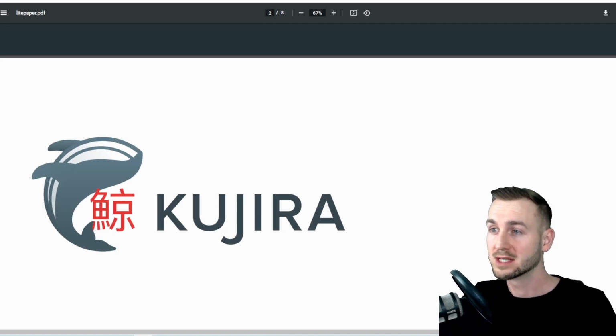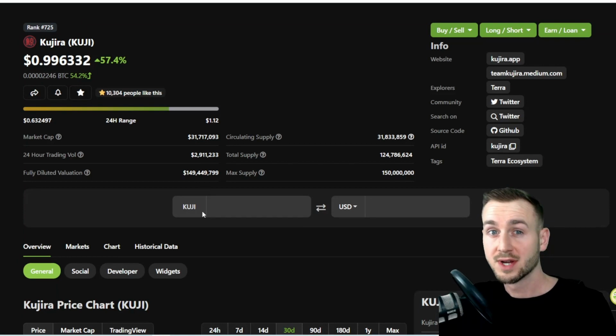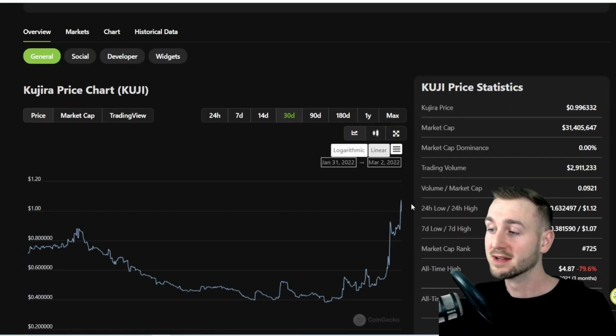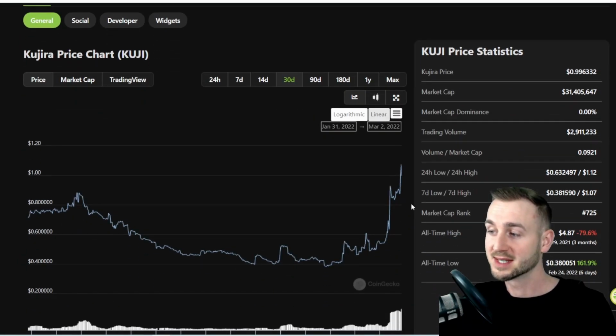We're going to hop right on in here. Now, the Kujira token has pumped quite considerably over the last few days, as you can see from the chart down here, and this is in direct response to that change in staking portal.